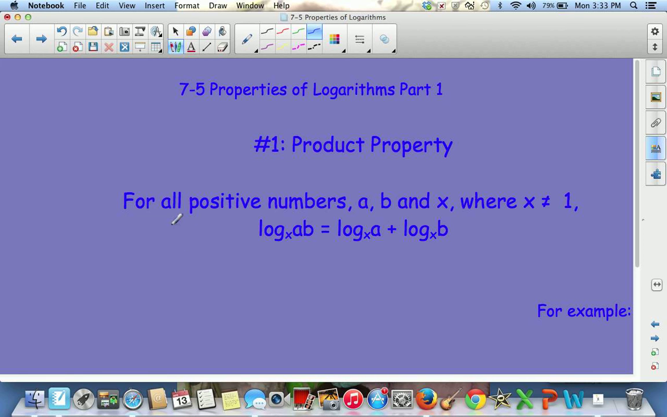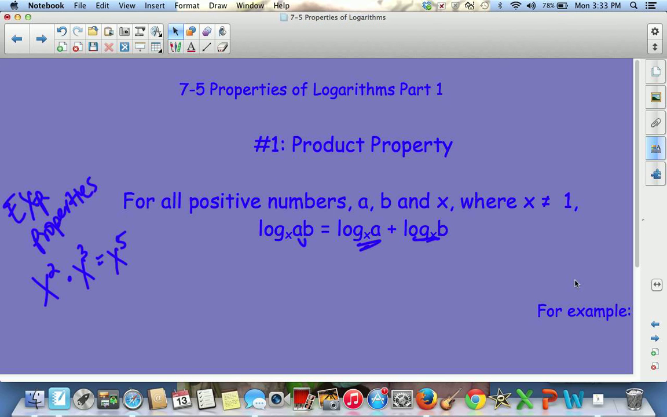And that's true, remember when we had our exponent properties, when you have the same base, so for example, if we take x squared times x to the third, you would get x to the fifth. You would add them together. So when you're multiplying your answers together, you're going to add the logarithms. Here's a quick example: the log base 2 of 5 times 6 would be the log base 2 of 5 plus the log base 2 of 6.